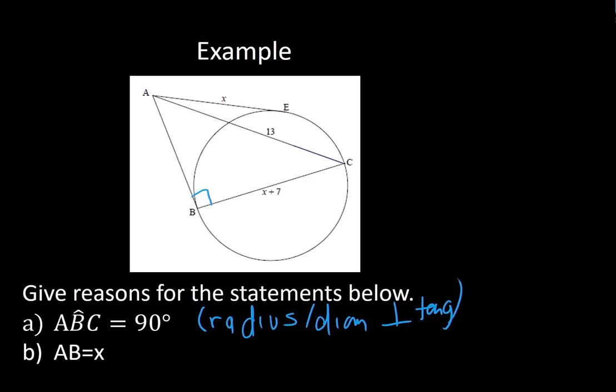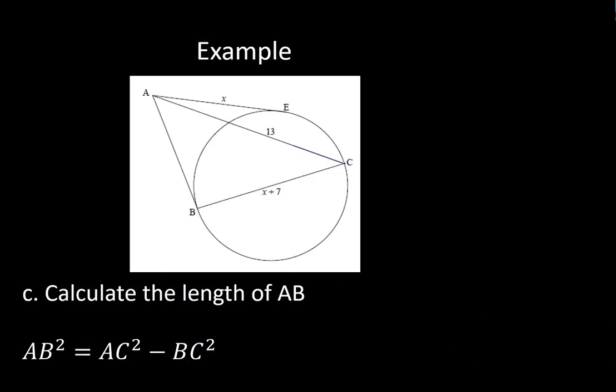Okay, then they say, why is AB equal to x? And we already discussed this right at the beginning. AB is equal to x because AB is equal to AE, and these are tangents from a common point. Tangents from common point. Okay. All right, guys, let's see what the next question says. It says, calculate the length of AB.